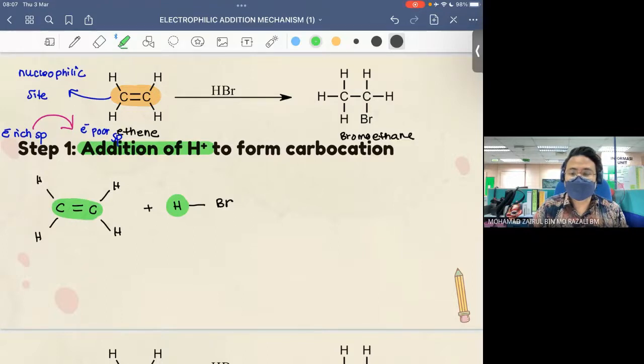So kalau awak tengok, arrow itu must come from electron rich kan? So electron rich itu adalah carbon double bond carbon. So arrow awak itu mesti come from carbon double bond carbon. Sebab apa? Dia nucleophilic site.